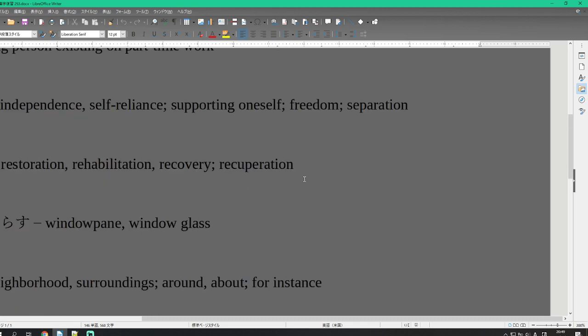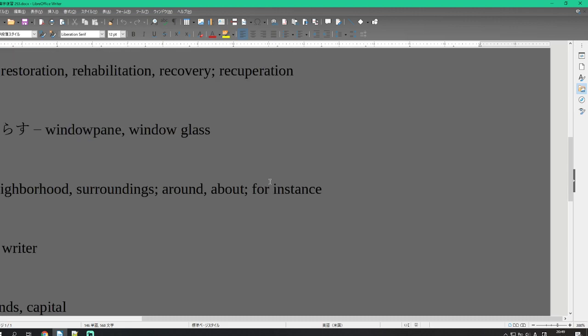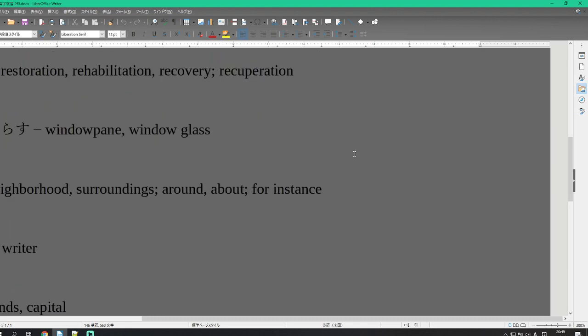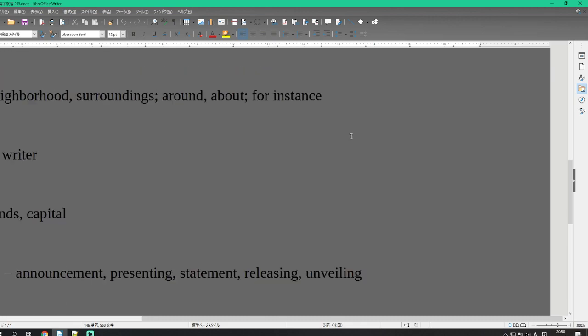Your neighborhood surroundings, a roundabout, or for instance, is atari. A writer or a lighter are both raita. Raita, there's that pesky ra sound. Funds or capital are your shihon. Shi on the left side for resources or assets. Hon on the right side for real. Shihon are your funds or capital.